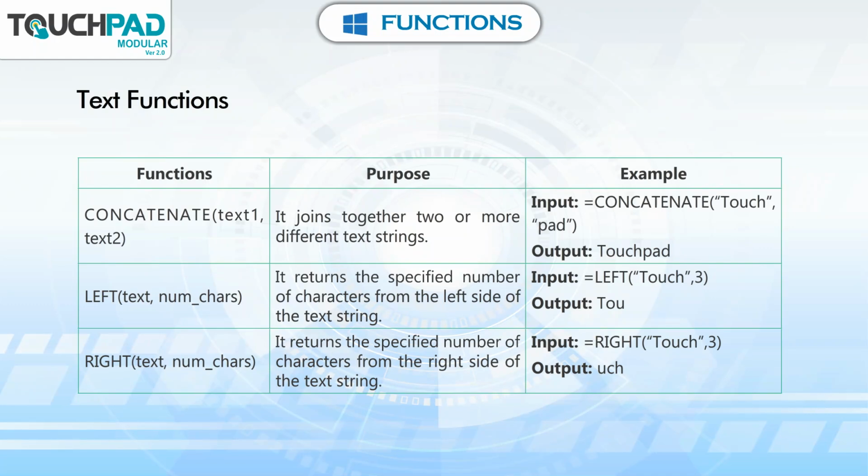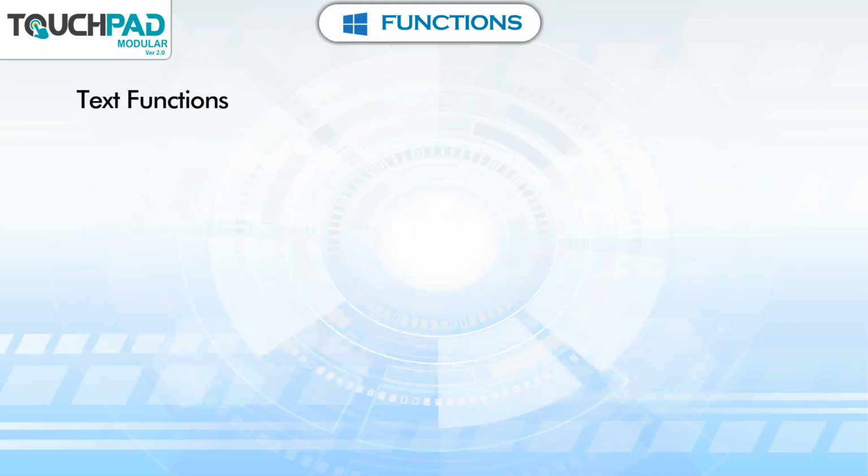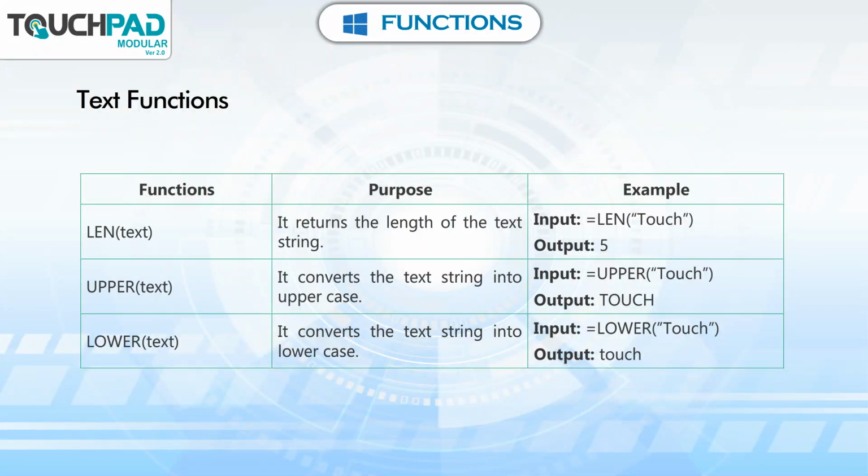Right, text, num_chars. It returns the specified number of characters from the right side of the text string. Input: equals RIGHT(touch, 3). Output: UCH. Len, text. It returns the length of the text string. Input: equals LEN(touch). Output: 5. Upper, text. It converts the text string into uppercase.